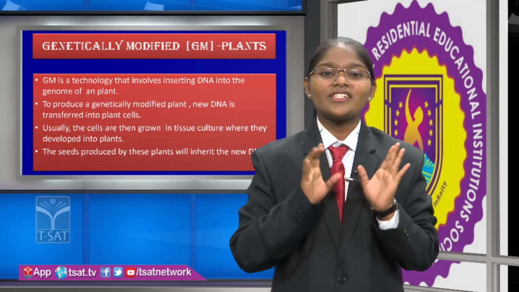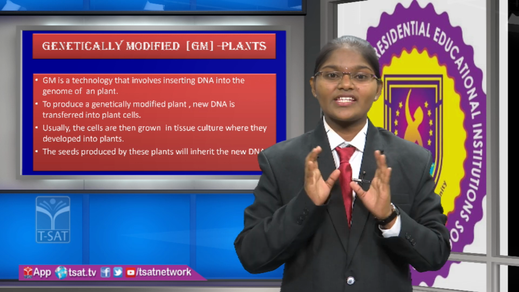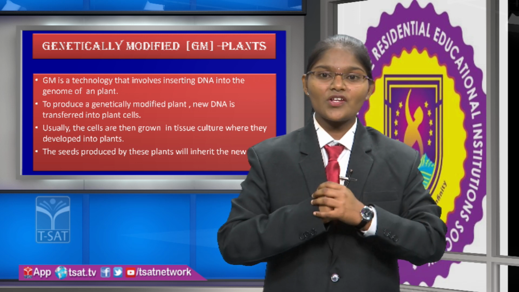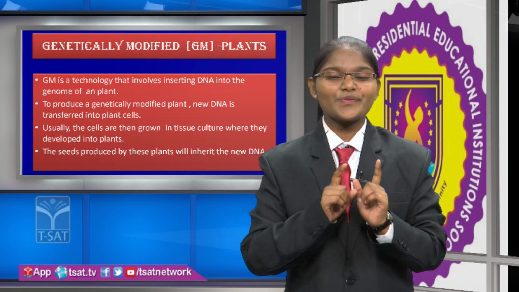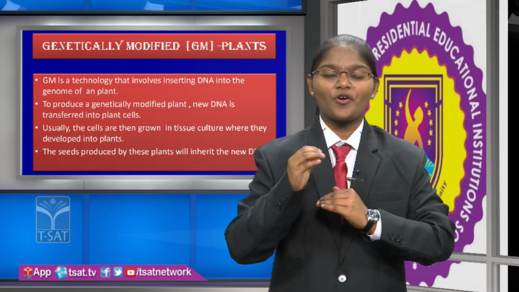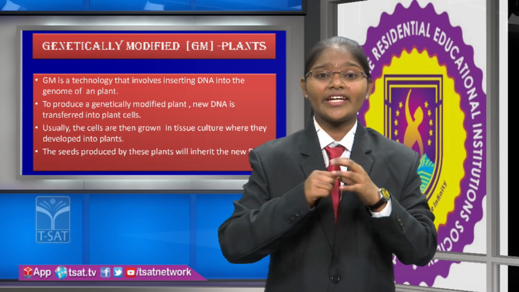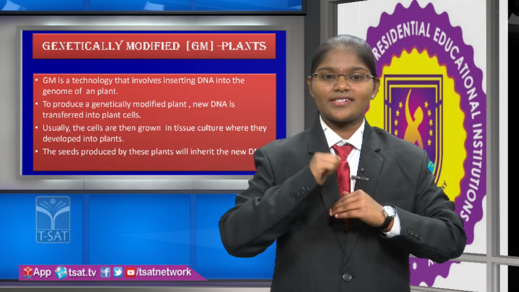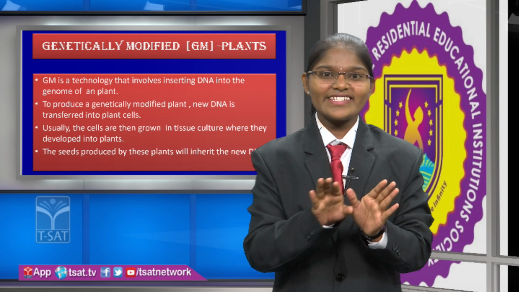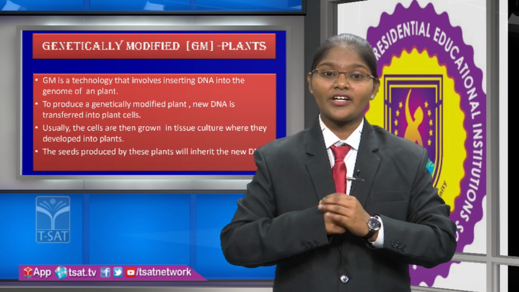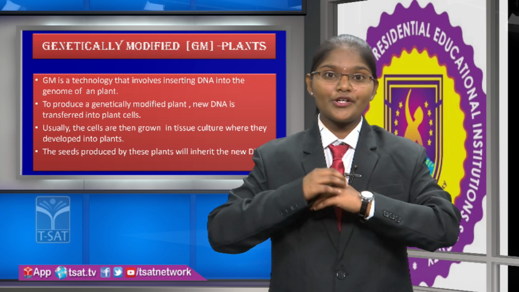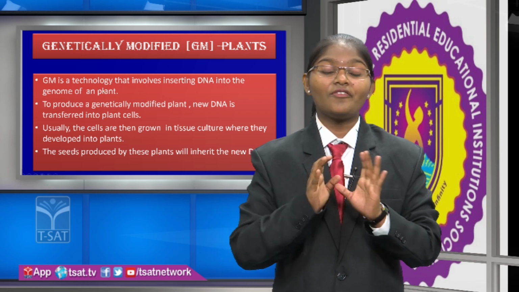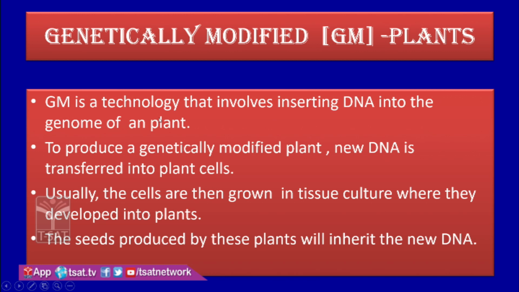GM, that means genetically modified crops, is a technology which involves inserting DNA into the genome of a plant to produce a new genetically modified plant. New DNA is transferred into plant cells. Usually, these cells are grown in tissue culture where they develop into plants. The seeds produced by these plants will inherit the new DNA.